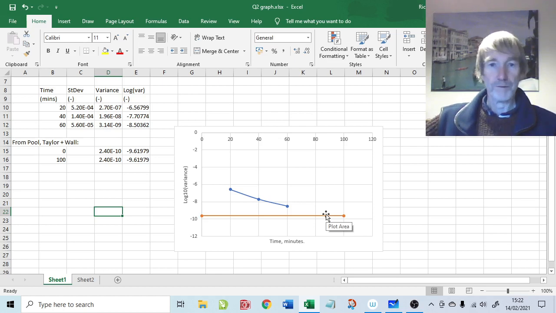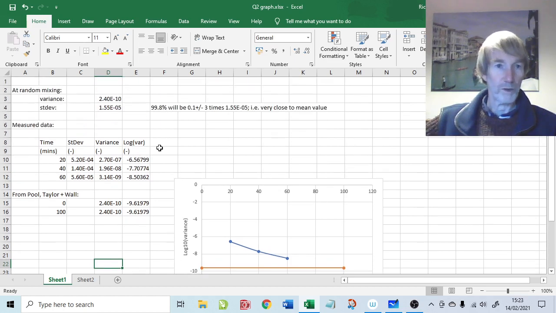The one last phrase that was used though is, what do we mean by confidence? Well, we've obtained the variance from the Poole equation, and from that we can obtain the standard deviation. It's the square root of the variance. And if we take the 99.8% confidence thresholds, then 99.8% of the distribution will be plus or minus 3 times the standard deviation. So 3 times 1.55 is still a very small number. It's only 4.5 times 10 to the minus 5.